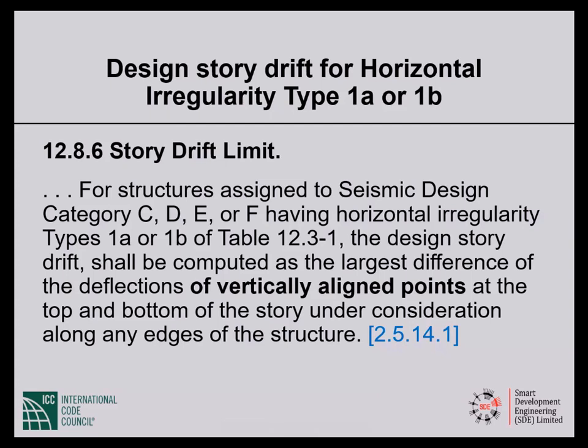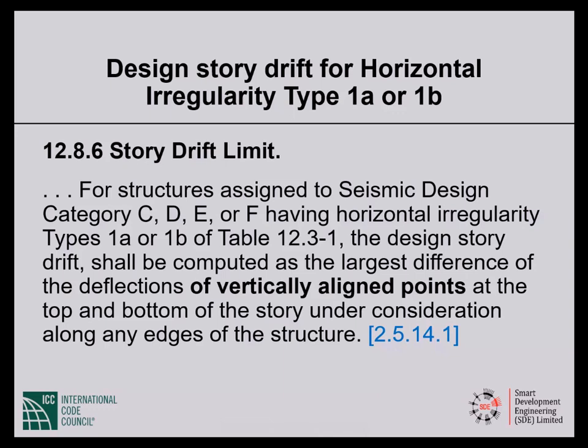If we don't have torsional irregularity, we compute the deflections at the various floor levels at the center of mass. So torsion is not part of the picture. Torsion does not contribute to the calculated deflection. But if we have torsional irregularity, then the contribution of torsion to deflection has to be considered. This is why we take vertically aligned points along the edges of the building.